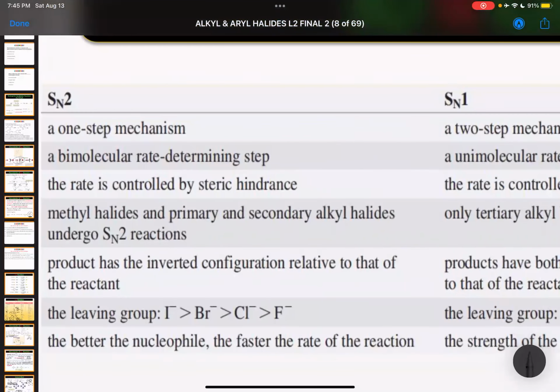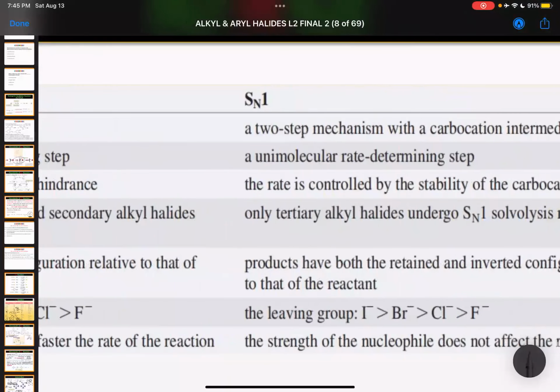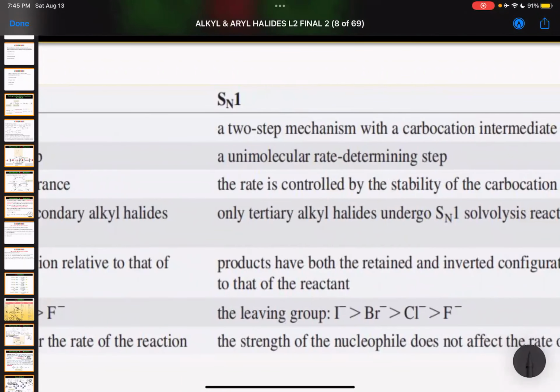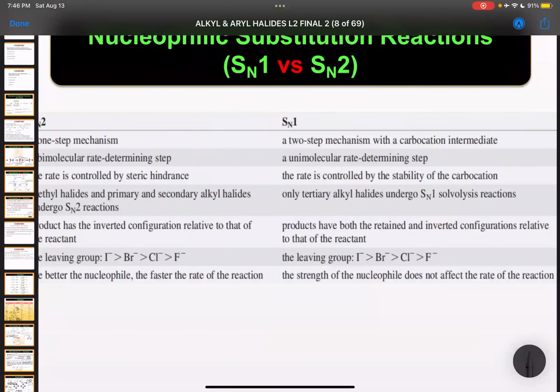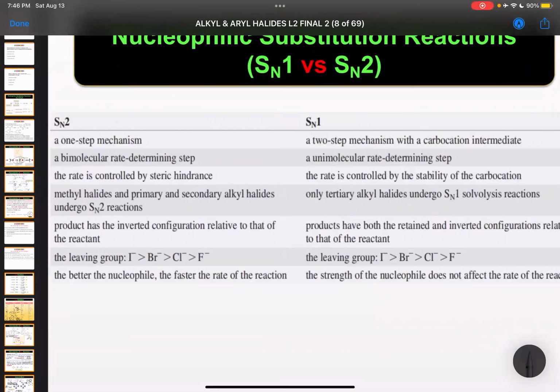SN2 is a one-step reaction. SN1 was mainly two steps. There can be more than two steps, but I'm just talking about the main steps: the departure of the leaving group leading to the formation of cation, and the attack of the nucleophile. So in SN1 there are two main steps, but the actual number of steps can be three, just like removal of H plus from water.